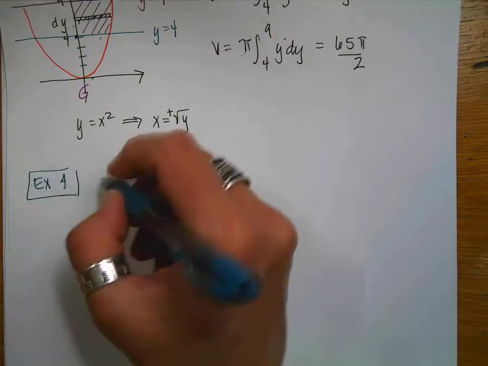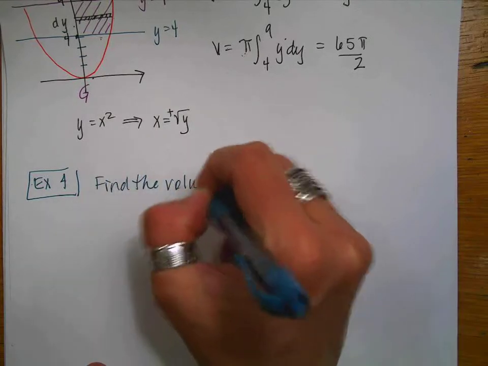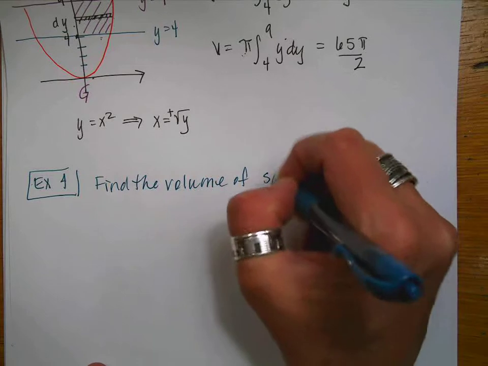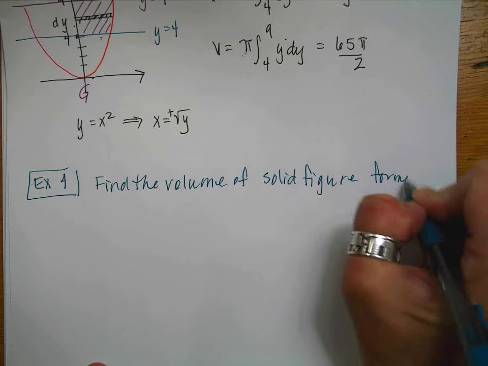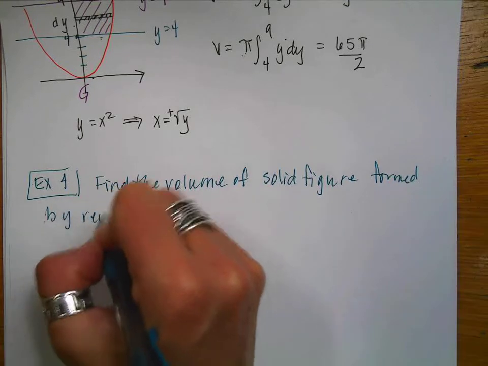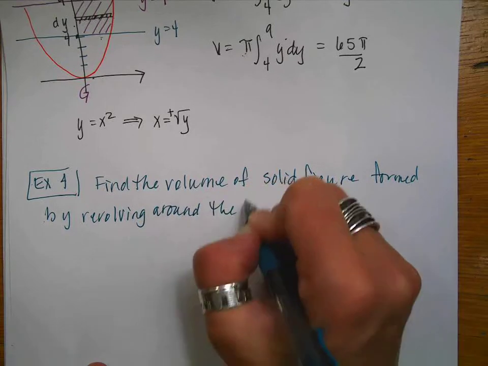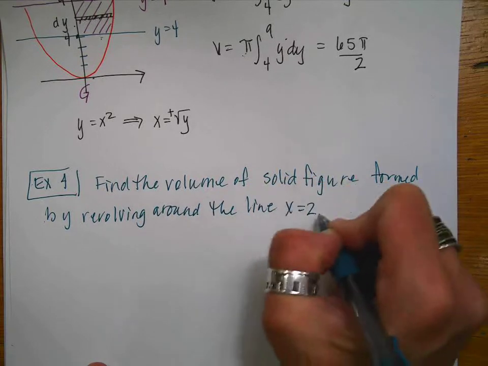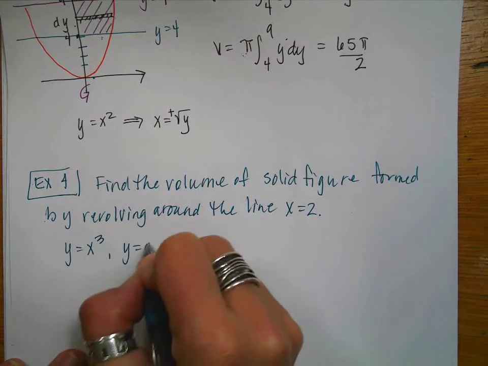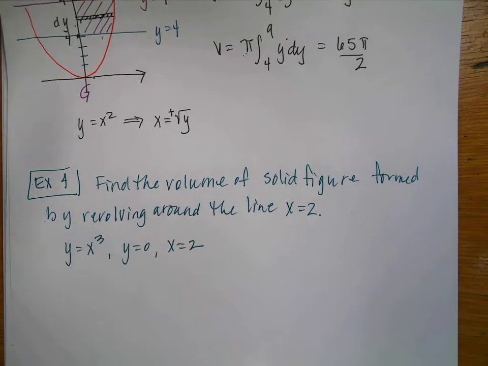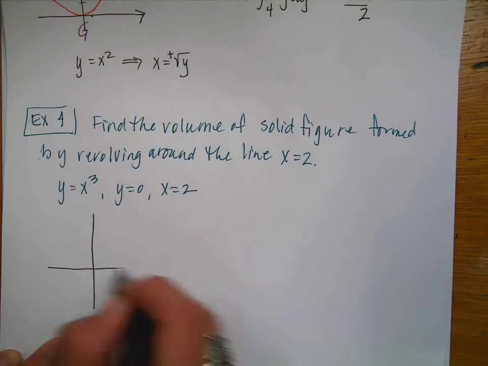So let's do example number 4. And this one's going to say, find the volume, same directions, find the volume of the solid figure formed by revolving around the line x is equal to 2. So we're going to be given y is equal to x cubed, y is equal to 0, and x is equal to 2. These are the equations that are going to define our area.